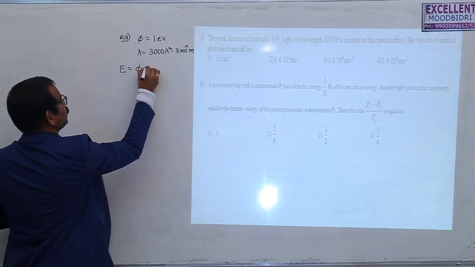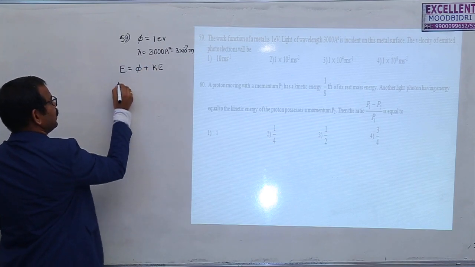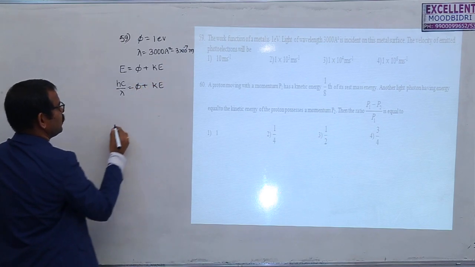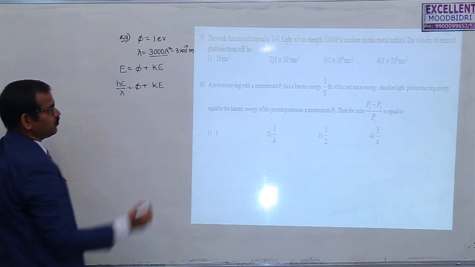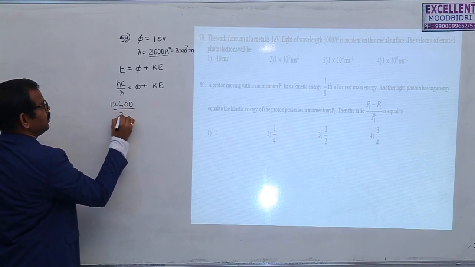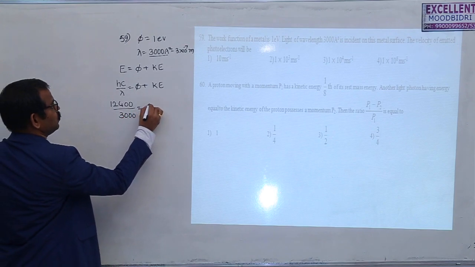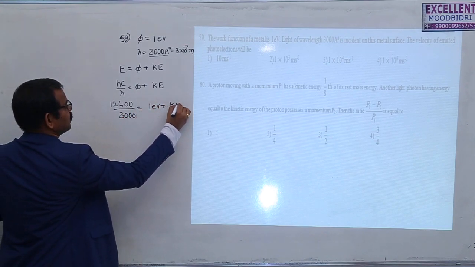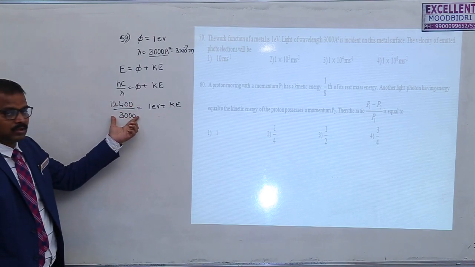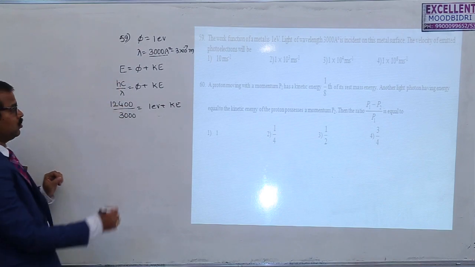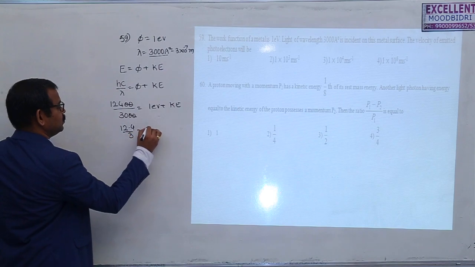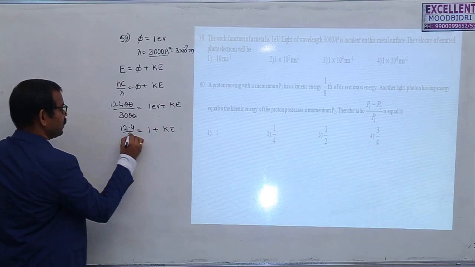Here E is equal to phi plus Ke. Energy is given by hc by lambda, which is equal to phi plus Ke. hc by lambda, with lambda in angstroms, you can write 12,400 by 3000 is equal to 1 electron volt plus Ke. Here, if you divide 12,400 by the wavelength in angstrom, you will get energy in electron volt only. So this gets cancelled. This is 12.4 by 3 is equal to 1 plus Ke.